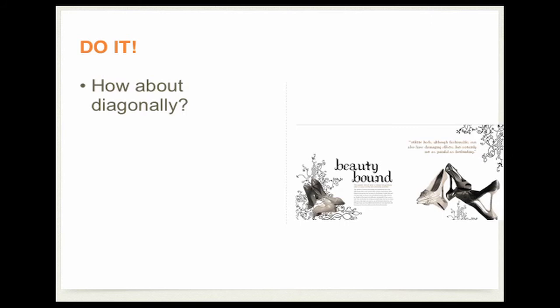How about diagonally? If you look at this Beauty Bound example, your eye starts in the bottom left where the shoes are, goes to Beauty Bound, and then it moves its way over to the top right of the page. So you're getting that diagonal flow to it.